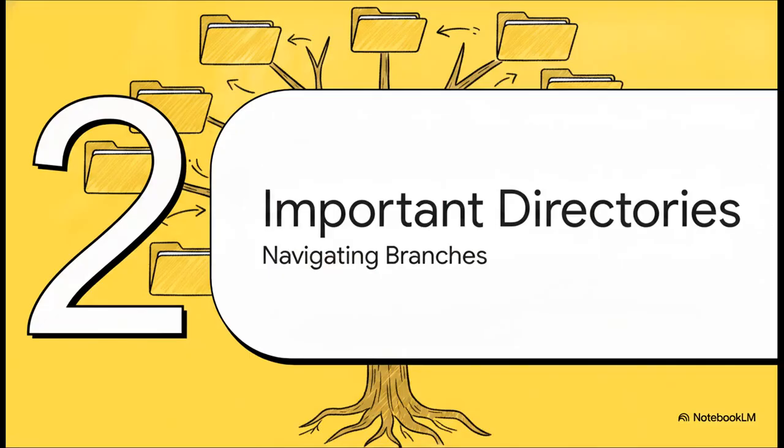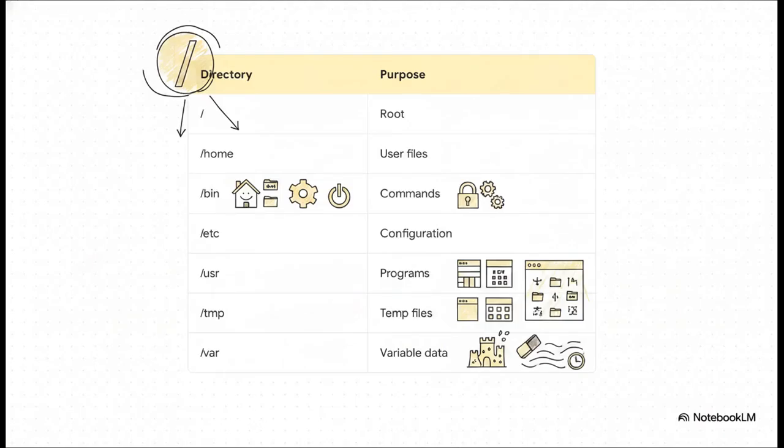Moving right along to Section 2, important Linux directories. Now that we've found the root, let's take a little guided tour. And this brilliantly illustrates the main branches of our tree. Think of your system as a bustling city. At the very center is the root directory. From there, you branch out into residential zones like /home for all your personal user files, and industrial zones like /bin, where your core system commands operate. Behind the scenes, we've got /etc, which holds all the blueprints and configurations, while /usr stores your standard programs.